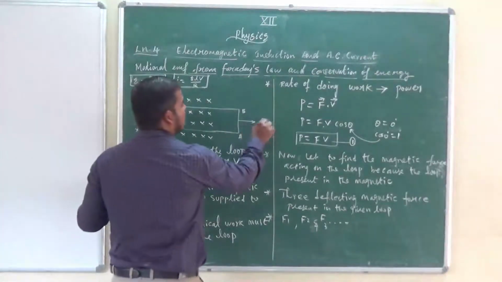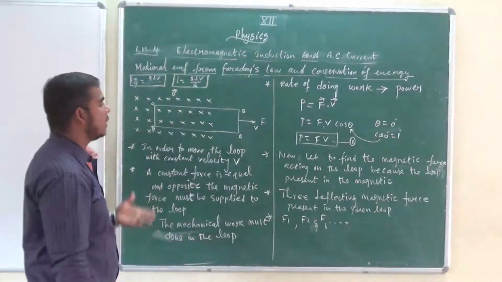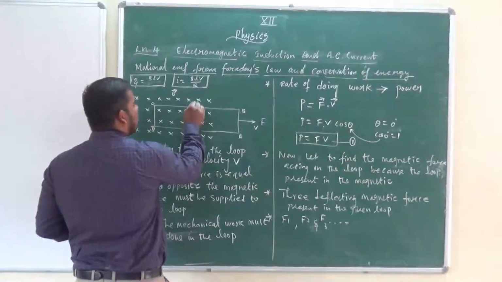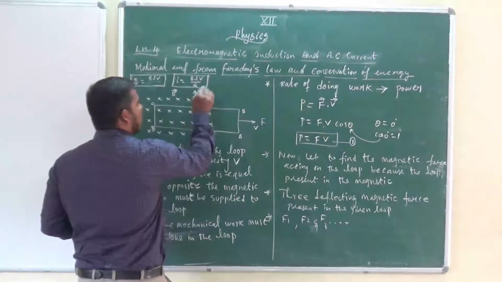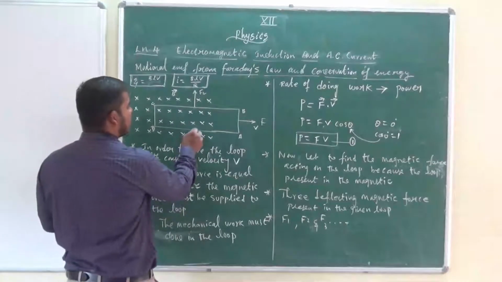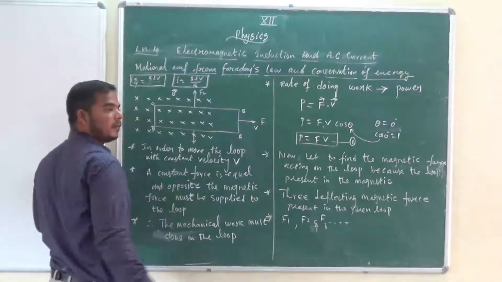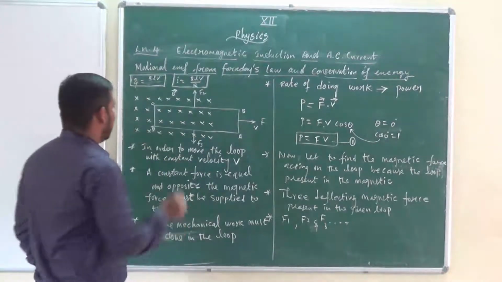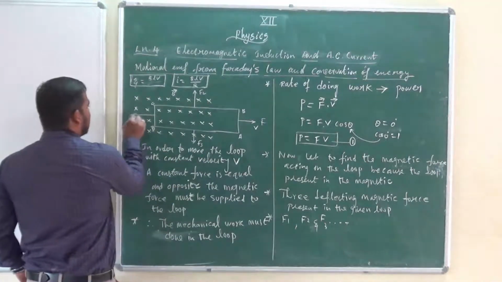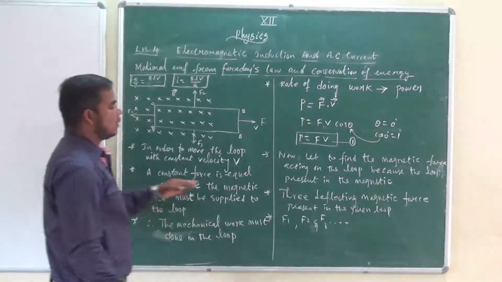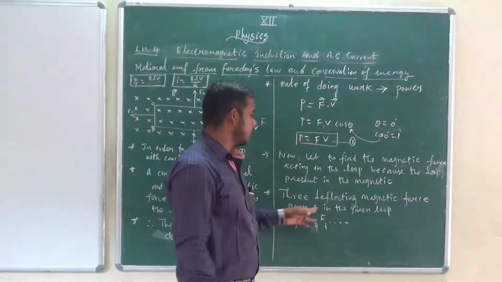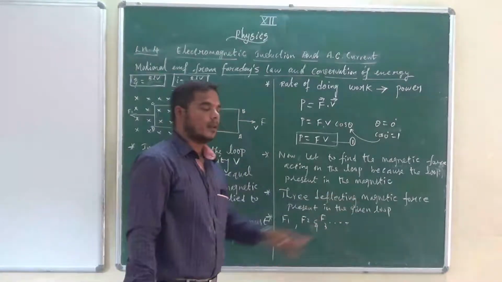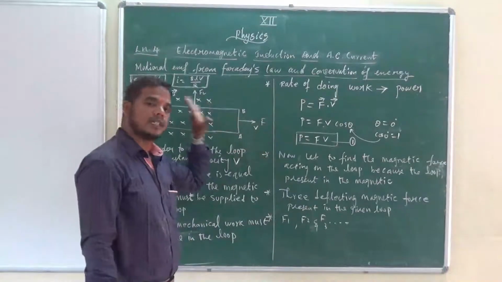See here, this is the constant force F, which we already supplied due to the movement of velocity. Next, the force here is F2, a deflecting magnetic force. Another deflecting magnetic force is F3, and this force is F1. So 3 deflecting magnetic forces are present in the given loop: F1, F2, F3, and F is the constant force we supplied.